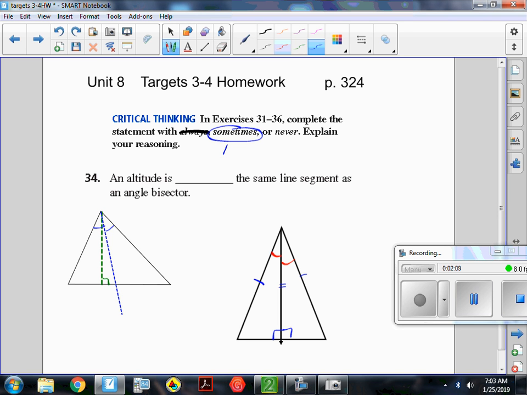So the correct answer is sometimes, because we have an example of when it doesn't work and an example of when it does.